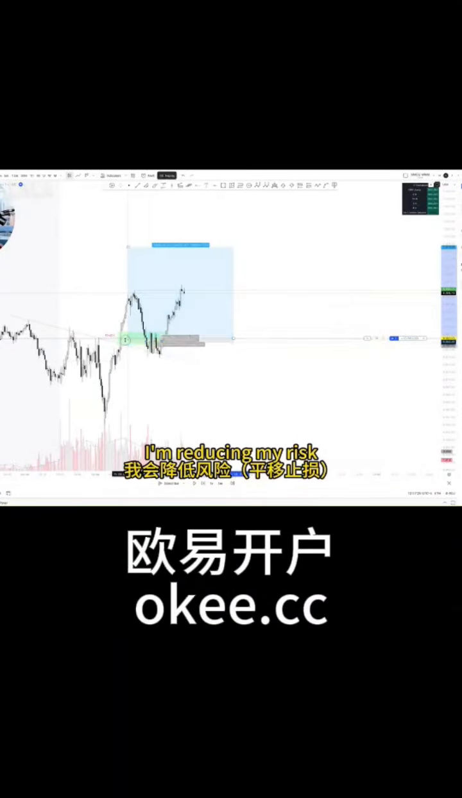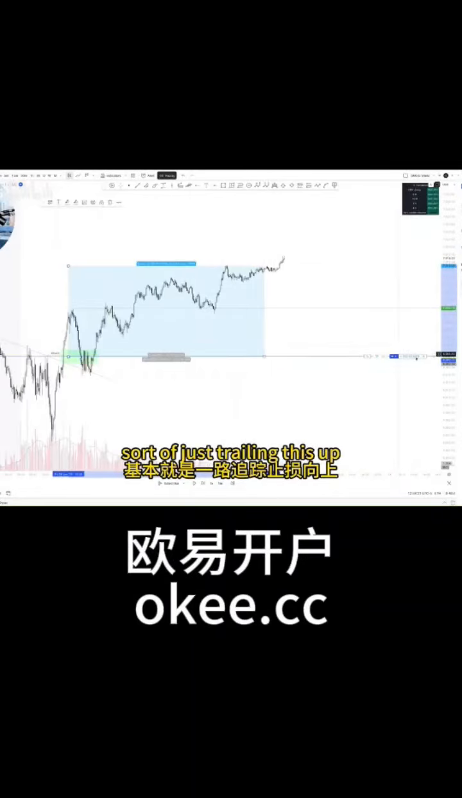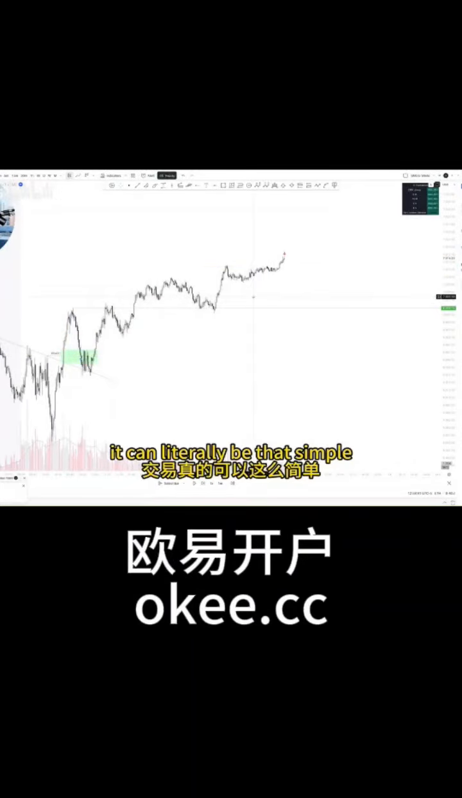I'm reducing my risk. All right, and this trade took a little bit longer. It was about 3 hours, sort of just trailing this up, close out of the position. It can literally be that simple.